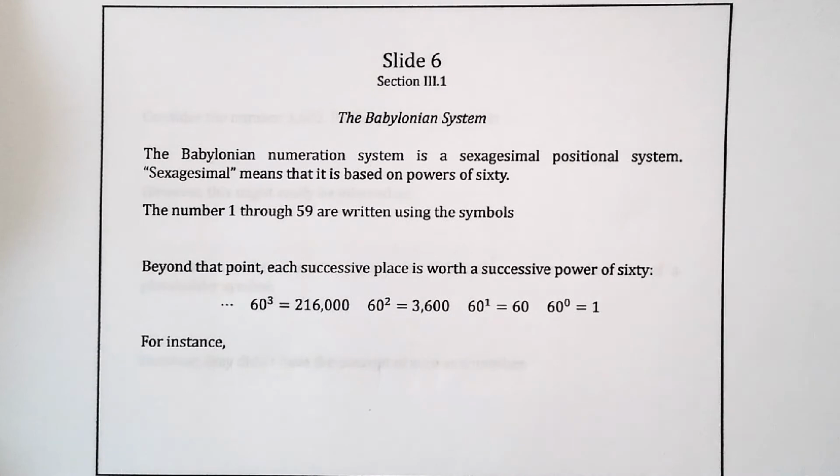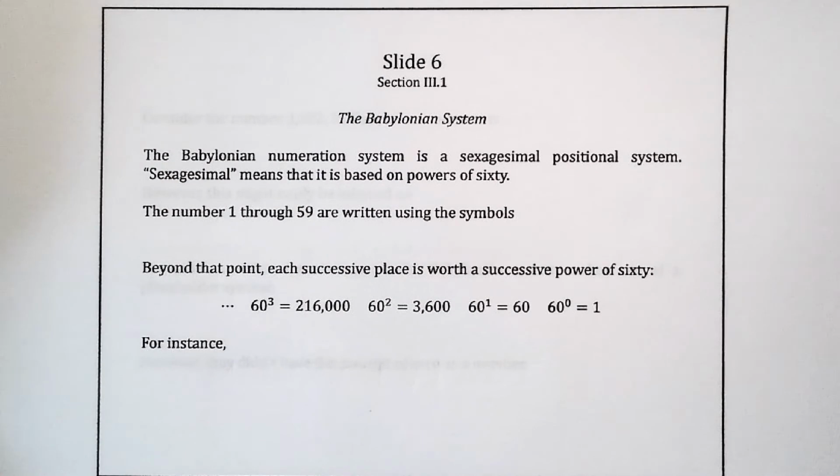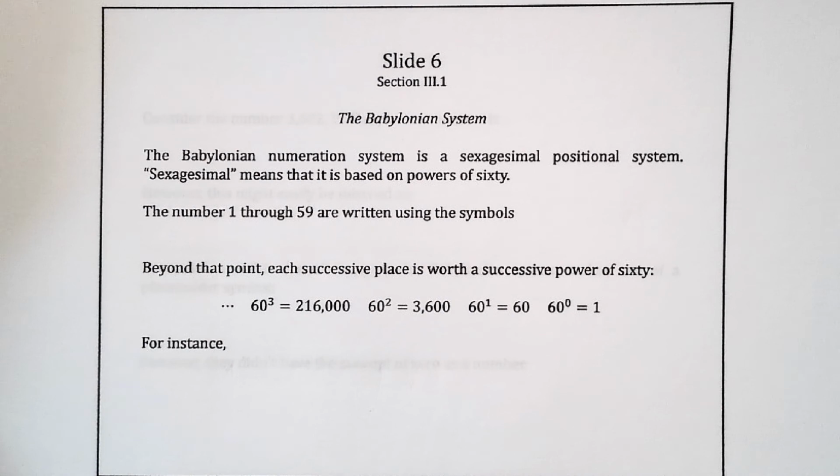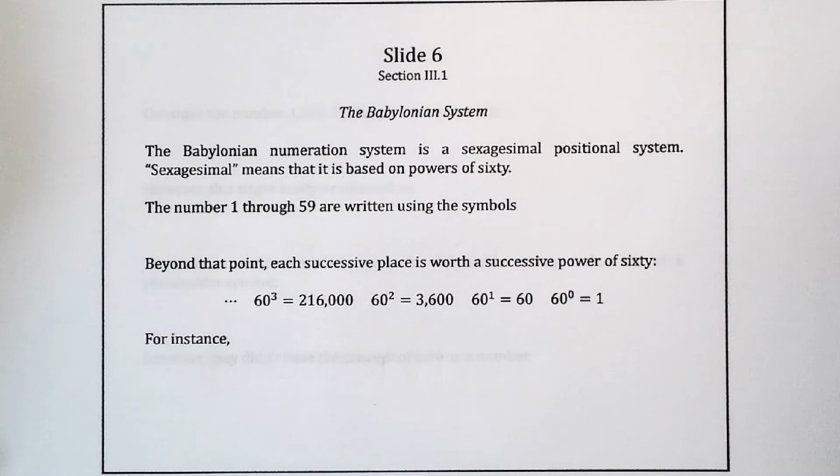This is the third mini lecture for section 3.1 of the textbook. The next numeration system we're going to discuss is the Babylonian system. So this is probably the oldest of the systems we're going to talk about. No one is certain exactly when it developed, but it maybe started sometime around 3000 BC. It's a very old system.